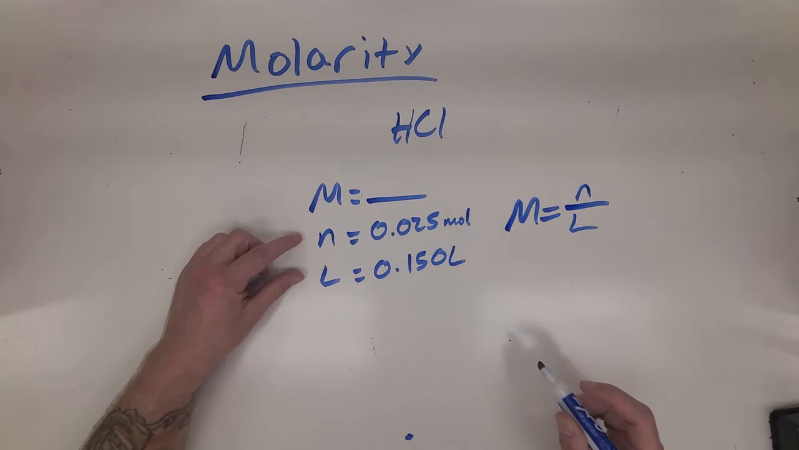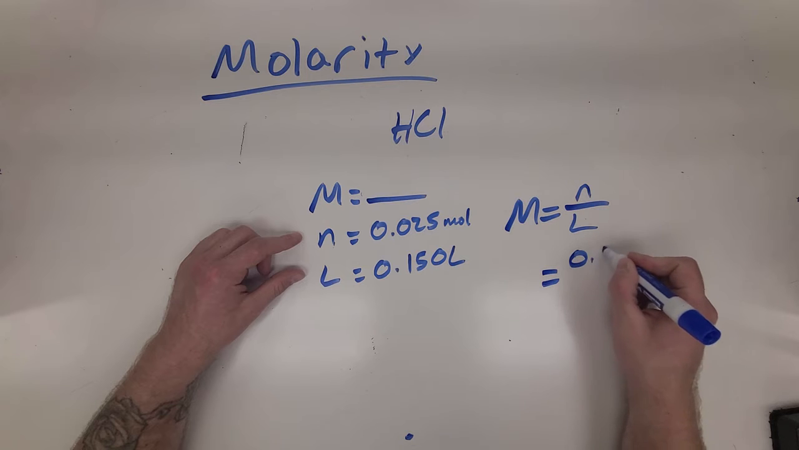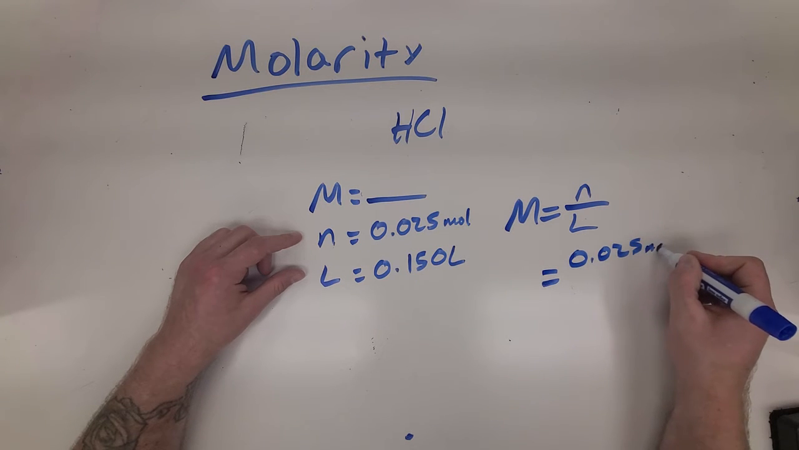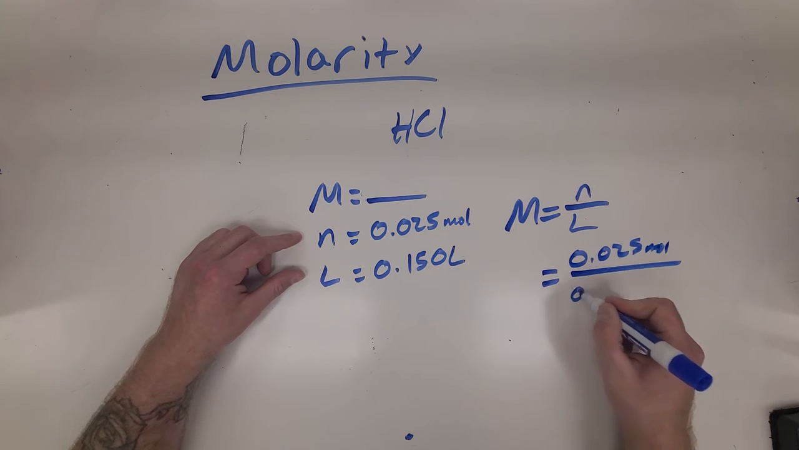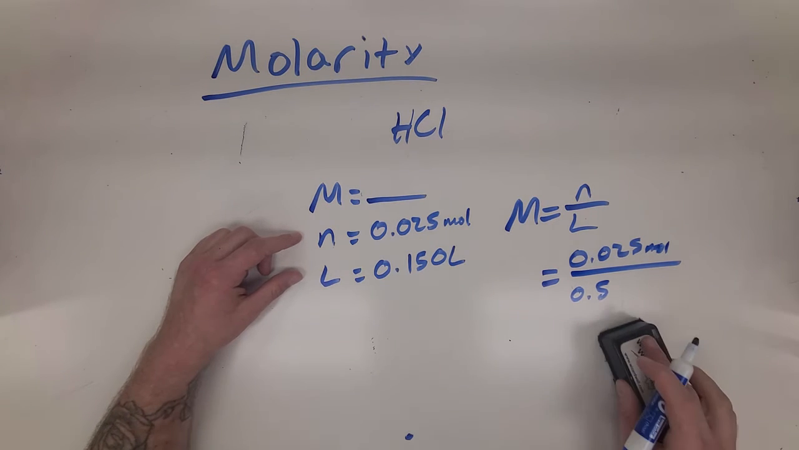We would plug in our information here. N, we have 0.025 moles per 150 milliliters.